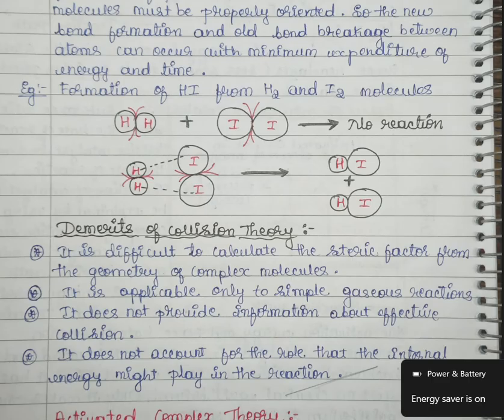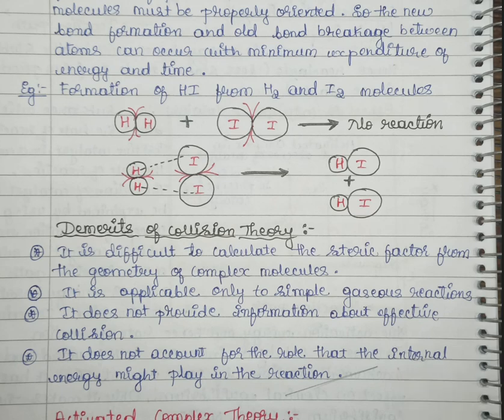We have drawbacks of this simple collision theory, because we are not able to calculate the steric factor from the geometry. That is, simple collision theory is applicable for simple structured molecules, and it is also applied to gaseous reactions and gaseous reactant molecules, and it will not provide any information on effective collision.